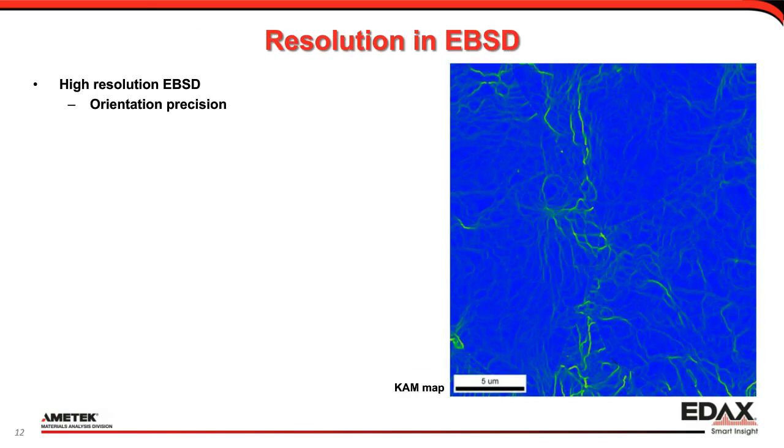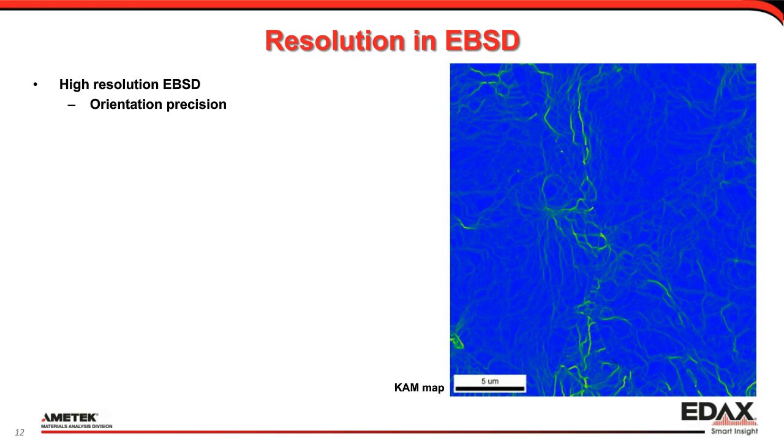Another definition of high resolution EBSD is orientation precision. That has nothing to do with the distance between adjacent steps, but has everything to do with how precisely you can measure an orientation and look at changes from one orientation measurement to the next in order to identify substructures, deformation structures, and understand your material.